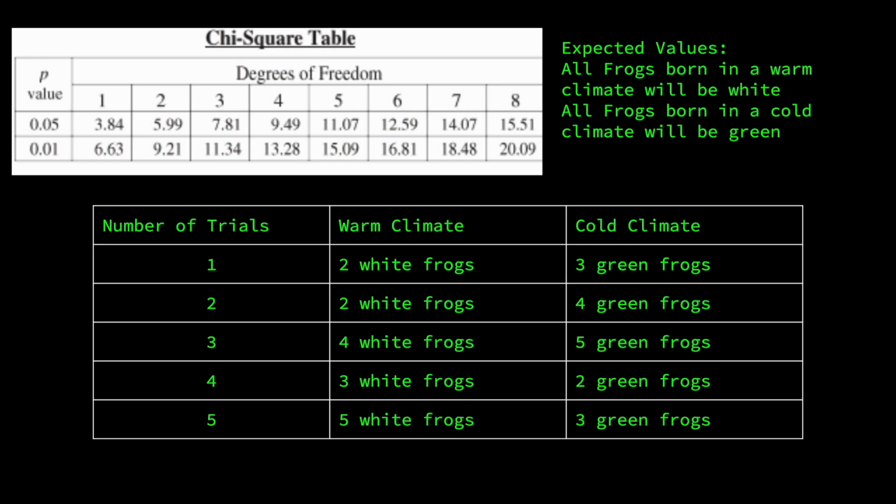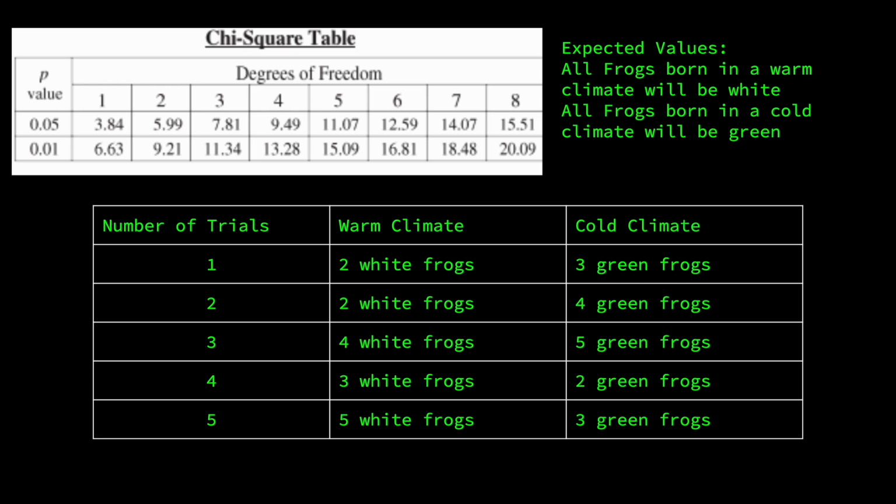As you can see in my collected data, in the warm climate I only collected white frogs, with trial 1 collecting 2 white frogs, trial 2 collecting also 2 white frogs, trial 3 collecting 4 white frogs, trial 4 collecting 3 white frogs, and finally trial 5 I collected 5 white frogs.